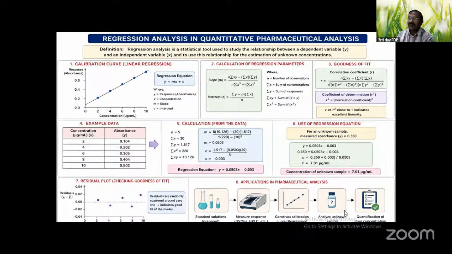Then the summary of the respective regression analysis used in quantitative pharmaceutical analysis. Definition: regression analysis is a statistical tool used to study the relationship between a dependent variable and an independent variable and to use this relation for the estimation of unknown concentrations. Then this is all a known one. Calibration, that is a linear regression, calculation of the regression parameters, and goodness of fit. If you get an R square value close to 1, it indicates the linearity is successful. That means the working model is successful.